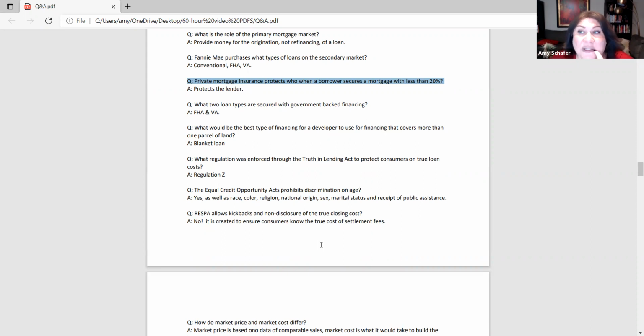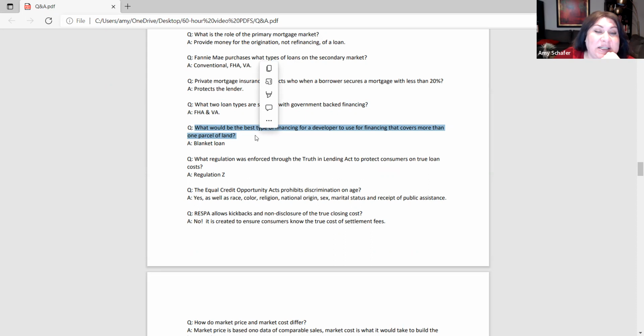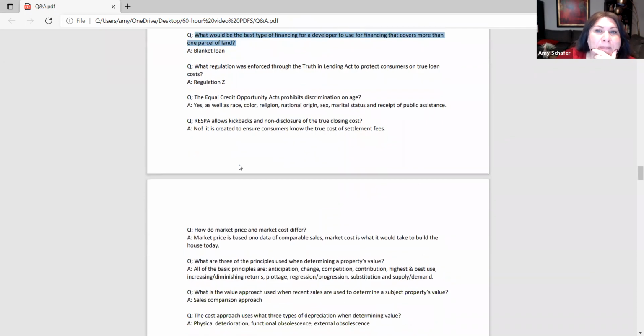And then again, those government-backed or government-insured loans are FHA and VA. FHA is governed by HUD. VA is governed by the Department of Veterans Affairs. A developer acquires a large parcel of land and wants to break it down into individual lots. A blanket loan is going to be their best opportunity.